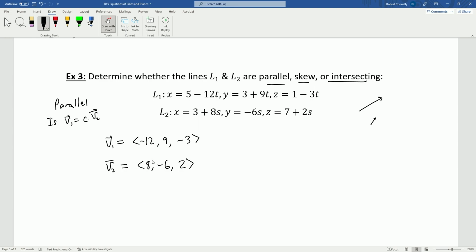Now, if these are scalar multiples of one another, then when I divide each individual term, I should get the same number. So if I take negative 12 over 8, what do I get? I get negative 3 halves. If I take 9 divided by negative 6, I get negative 3 halves. And if I take negative 3 divided by negative 2, well, that's just negative 3 halves. So in this case, each coordinate is the same scalar multiple of the other coordinate. So these are absolutely parallel.